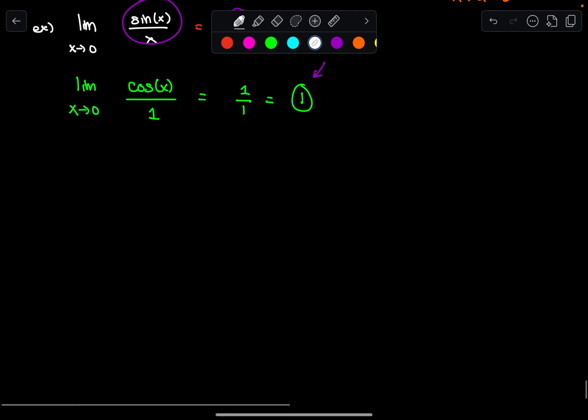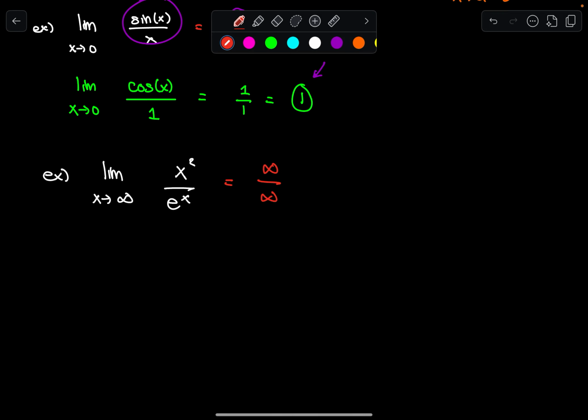And maybe I'll do the example that I showed earlier, the limit as x approaches, let's do infinity, of x squared over e to the x. And again, if I just plug in infinity here, I'm going to get infinity over infinity. This is indeterminate form. Okay, and so we're going to look at the slopes of these.